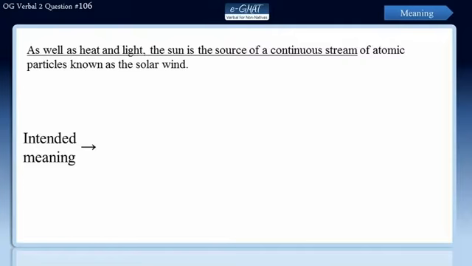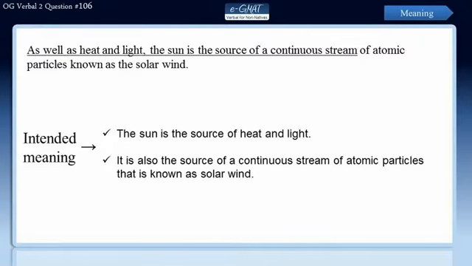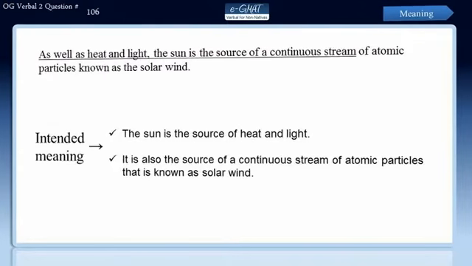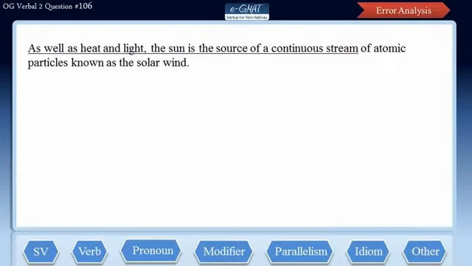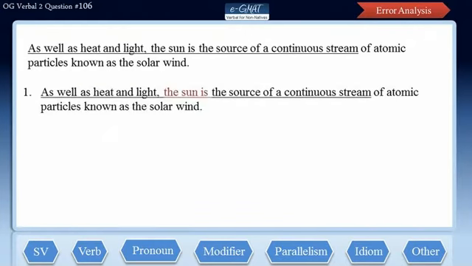The sentence wants to communicate that the sun is the source of heat as well as light. Apart from heat and light, it is also the source of a continuous stream of atomic particles that is known as solar wind. Now let us evaluate the errors by splitting this sentence into its clauses. Since this sentence has only one subject-verb pair, we have only one clause. The sun is the subject here and the verb is.